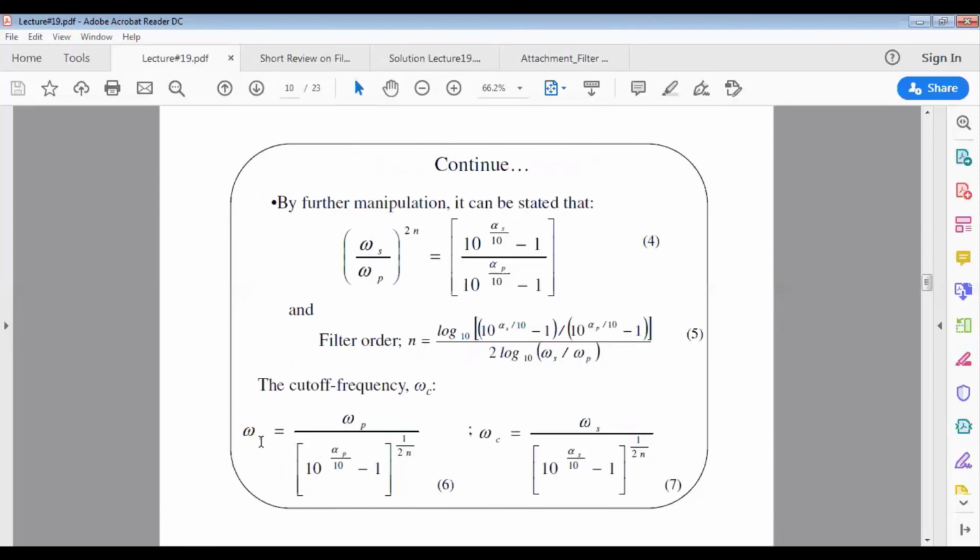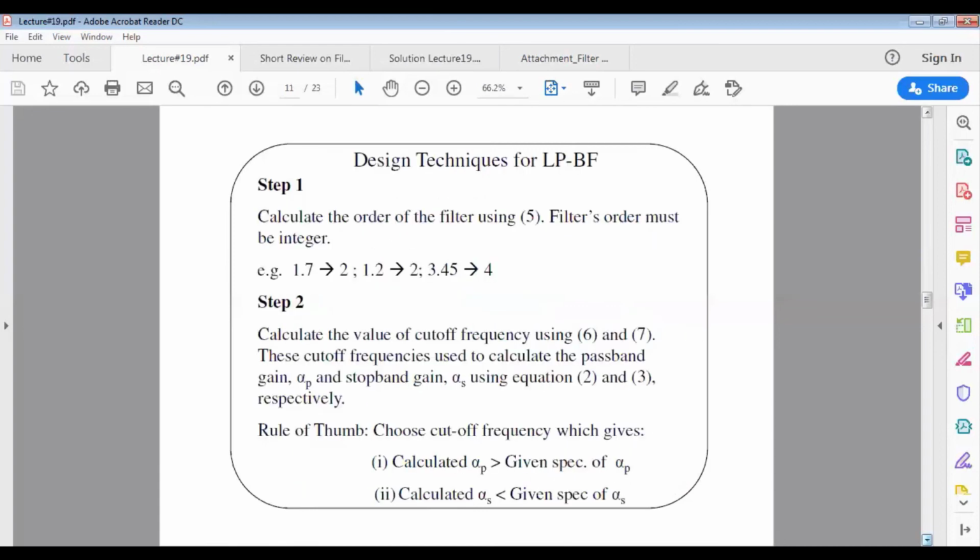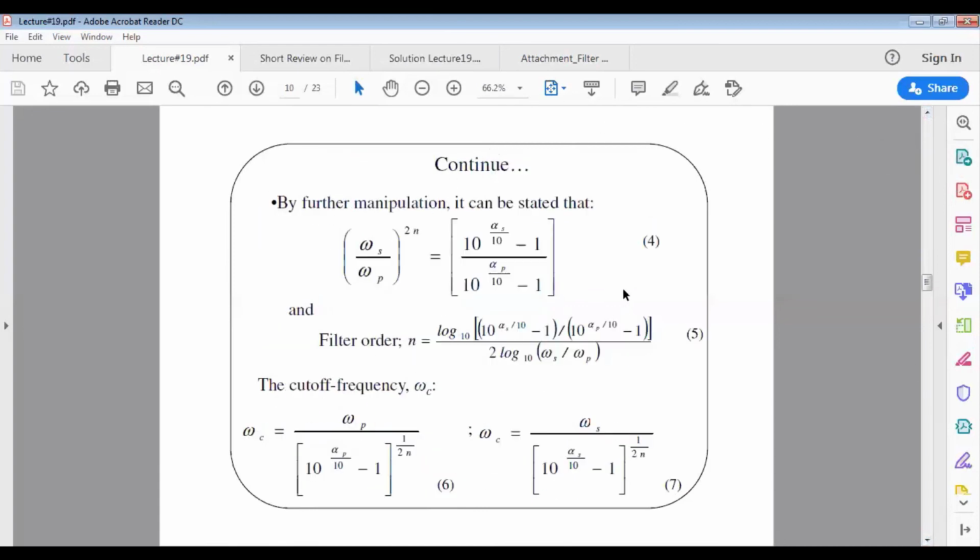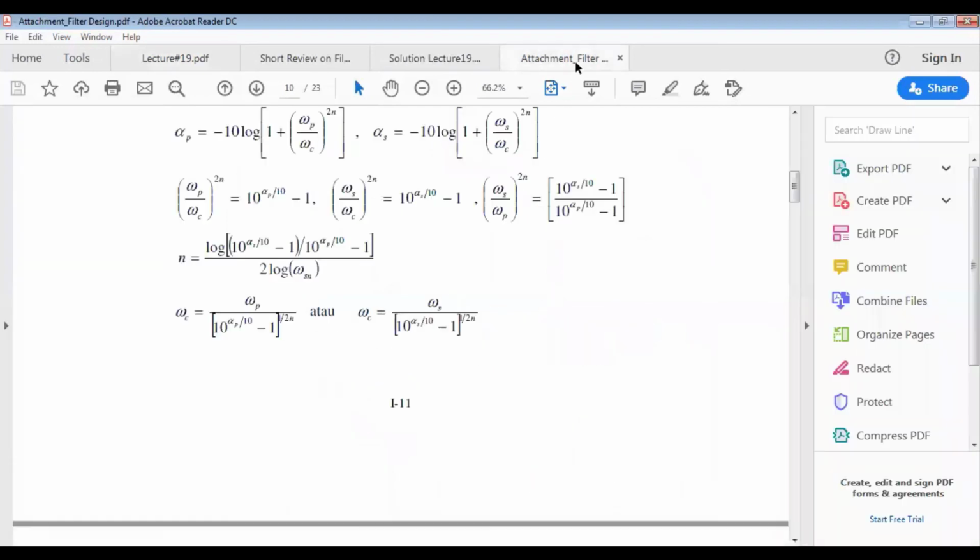Number 6, which is the first omega c, is obtained from the equation from the gain at the passband. Equation 7 here is the cutoff frequency obtained from the gain and the frequency at the stopband. So we are supposed to get equation 6 and equation 7. Okay, right? So hopefully by now you have understood the important equations in the Butterworth filters, and you have understood how to use the attachment.